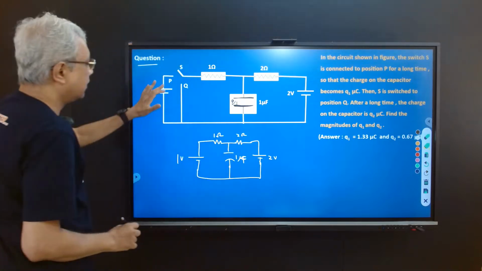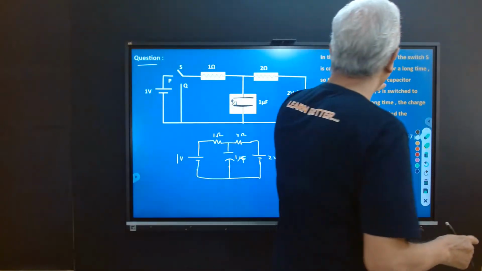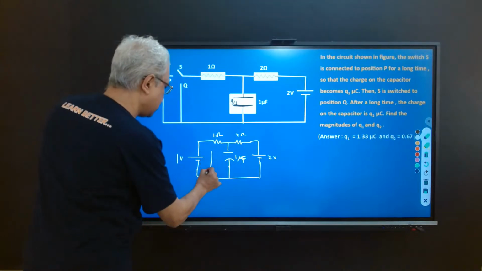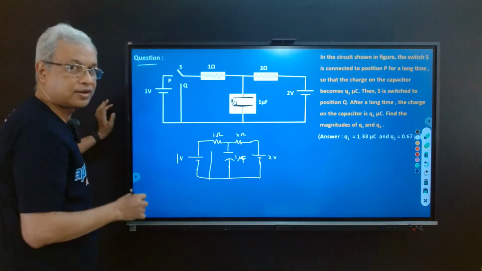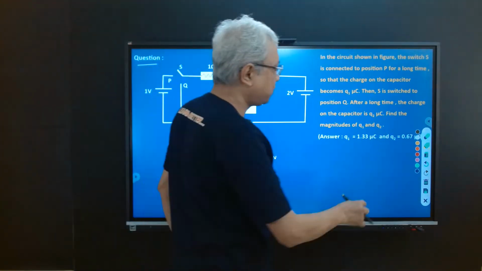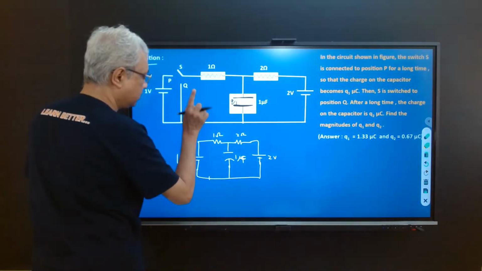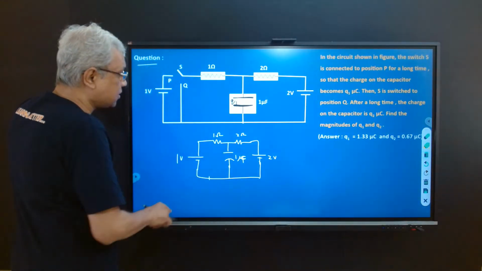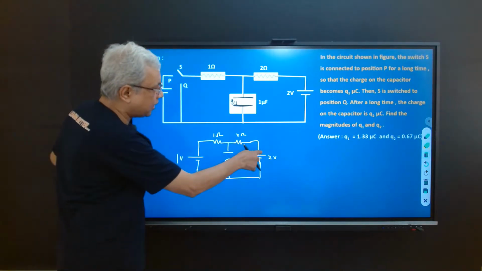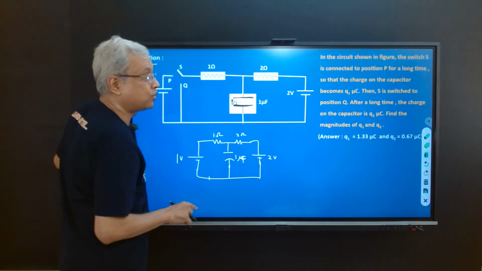Now see, when the switch was in position P, the circuit looks like this because this line, this wire, is disconnected from the circuit. So there is no significance of this part as far as electrical current flow is concerned. Moreover, in the steady state, this capacitor behaves like an open circuit because these are DC batteries, supplying voltages which are not a function of time.